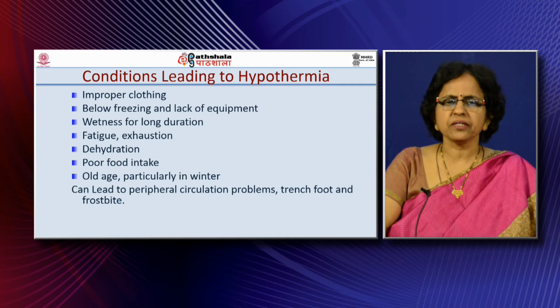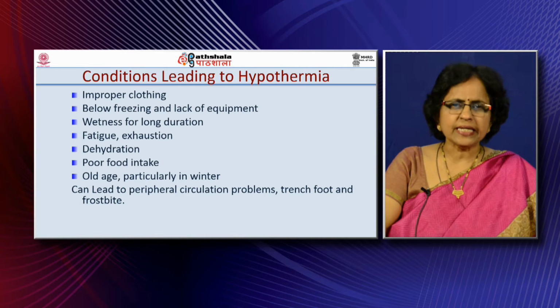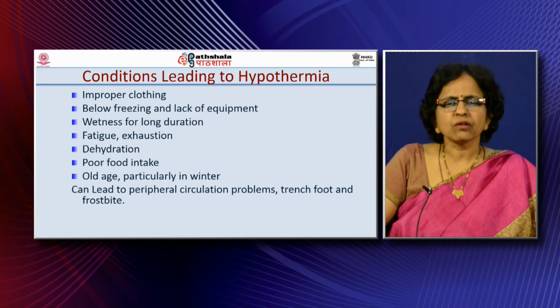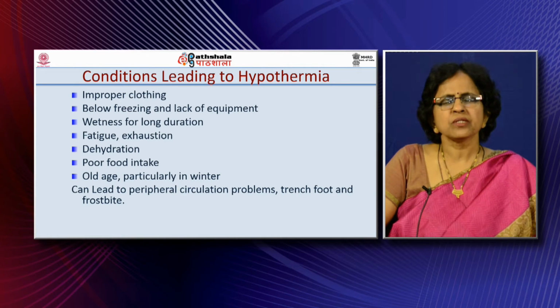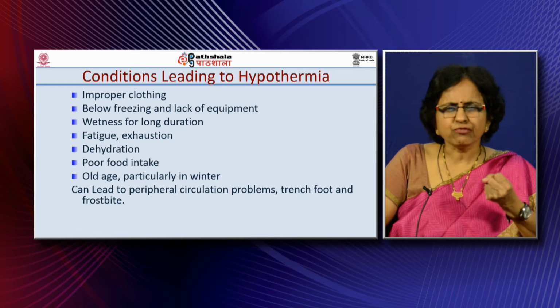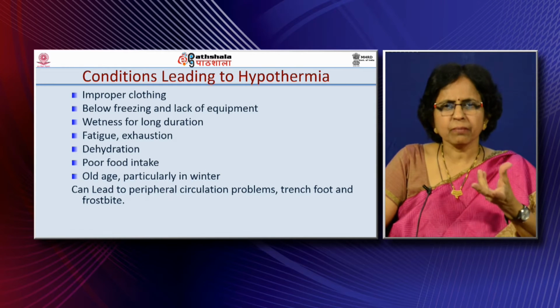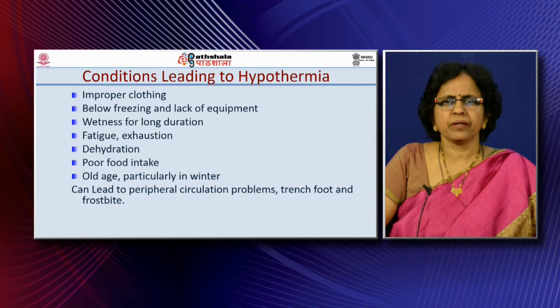Old age people, you must have seen that old people feel cold very easily because their internal temperature is controlled in a very different manner. And all these conditions can lead to peripheral circulation problems, like blood circulation problems, and can also lead to trench foot and frostbite and things like that. These are some of the clinical manifestations of hypothermia.